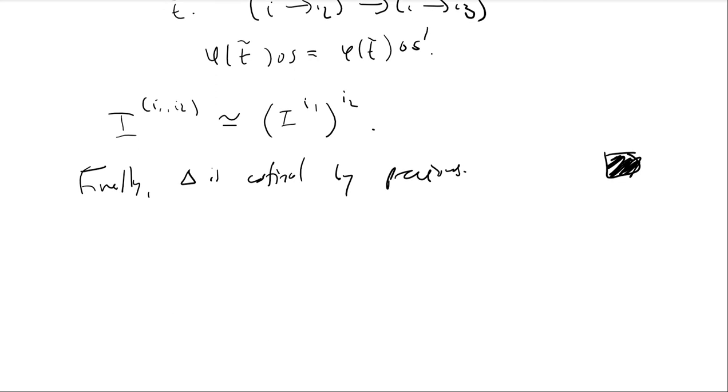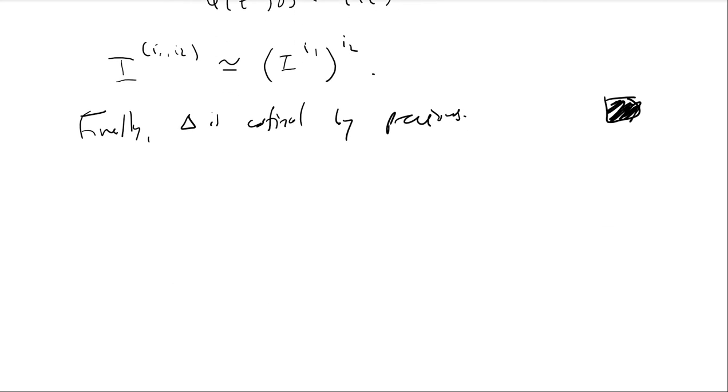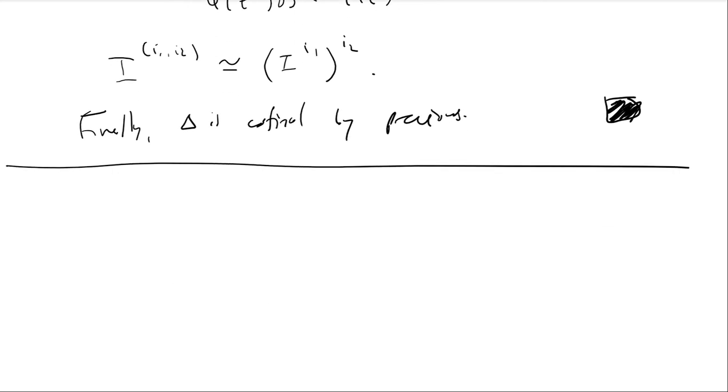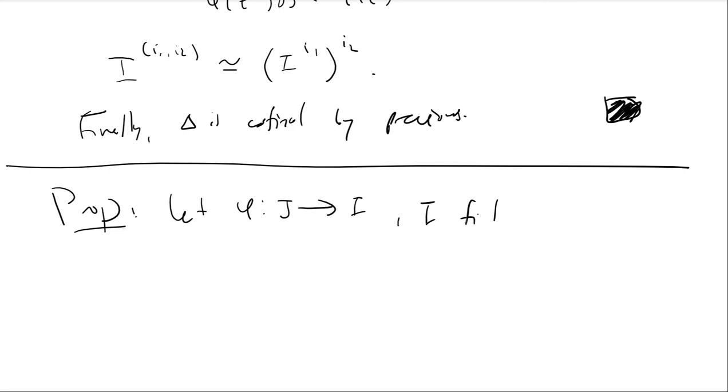Okay, one last proposition for now. And then I'm going to leave the rest of these results to you guys as mostly trivialities. So suppose we have phi: J to I, a functor. This is our usual setup. Now we assume I is filtrant and phi is fully faithful, which I abbreviate as FF in our usual way.